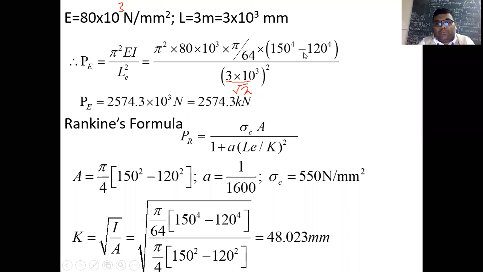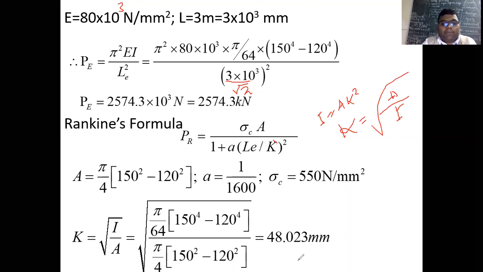You know I is equal to A K square, where K is the radius of gyration. So what will be K? You can say K is equal to under root of I upon A. This way you can calculate the value of K, which we have to put here. So we have calculated the value of K. That is 48.023 mm.